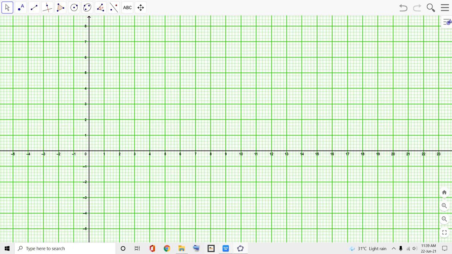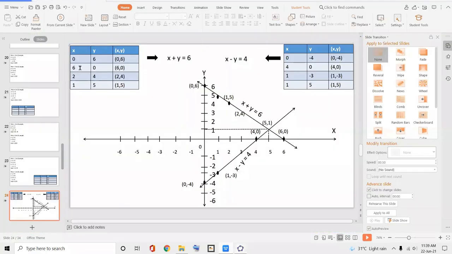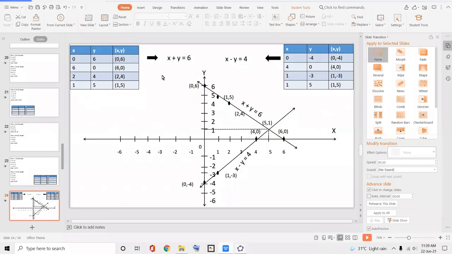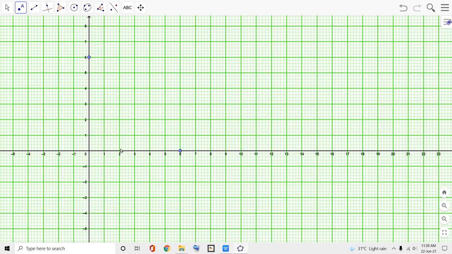Okay. So our first point was 0 comma 6. So 0 comma 6. This is our first point. Then we will plot our second point, that is 6 comma 0. So over here we have 6 comma 0. Then we will plot our third point, that is 2 comma 4. So here we have 2 comma 4.